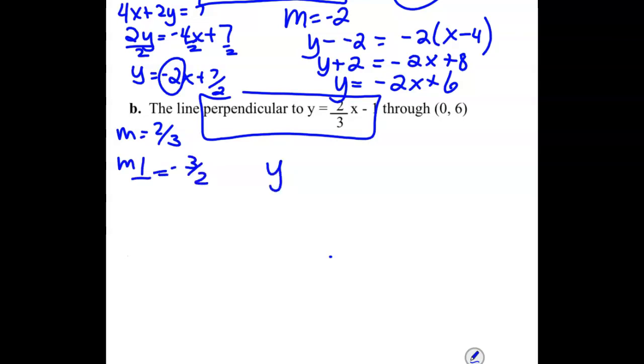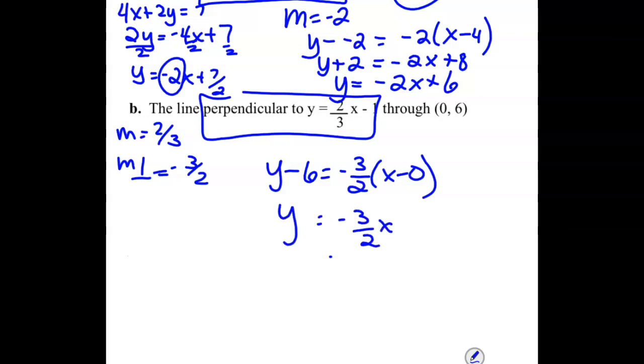All right, dumping them in. Y minus 6 equals negative 3/2 times x minus 0. When we distribute, negative 3/2 x plus nothing, right? And adding the 6 to the other side gets us that. Questions?